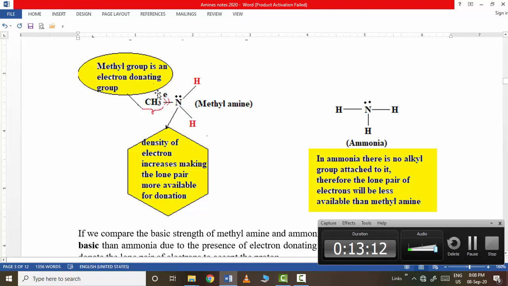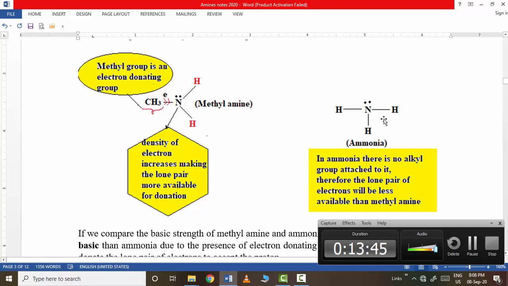So when the electron is donated by the methyl group to the nitrogen continuously, the density of electrons in the nitrogen increases. There will be more electrons in the nitrogen, thereby affecting the lone pair. You see the lone pair of electrons here. This lone pair of electrons will become more available for donation, thereby rendering methylamine more basic in nature.